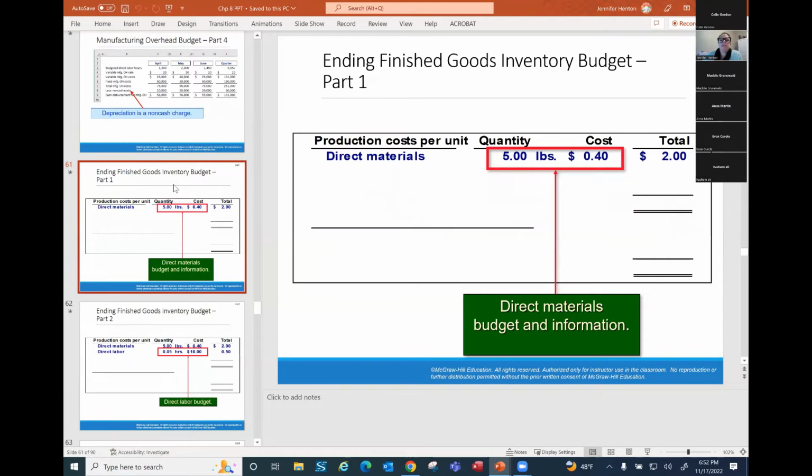Okay. So now we're going to look at the finished goods inventory budget. All right, so we have direct materials was 5 pounds at 40 cents. So we get $2.